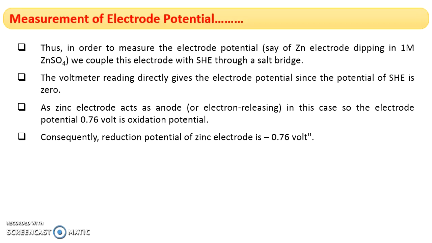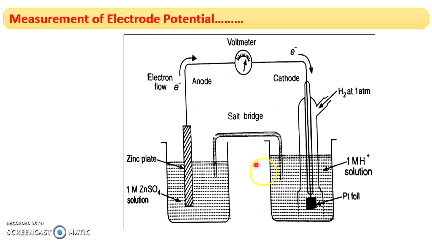You can see in the picture now. This is the zinc plate or zinc rod dipped in zinc sulfate solution. So now we are going to find out the electrode potential of this zinc electrode. This zinc electrode dipped in zinc sulfate solution is connected to the reference electrode, the standard hydrogen electrode.